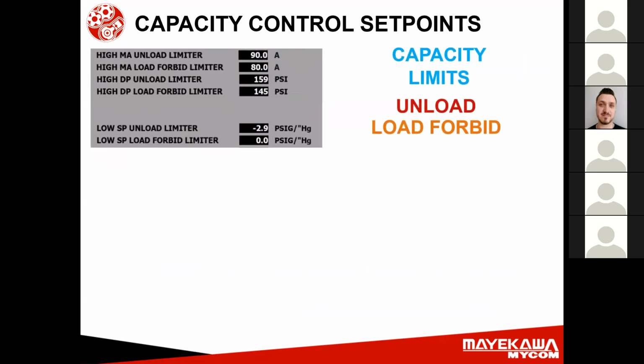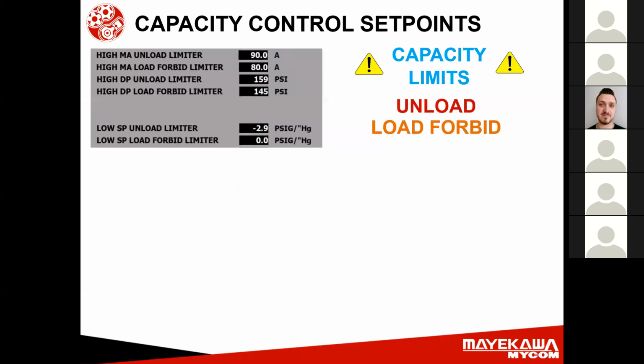The next section of parameters are the capacity limits. These settings protect the compressors and motor from reaching critical conditions that may cause damage. Each type of capacity limiter has 2 entry fields to overwrite the PID or capacity control and communications: unload and load forbid. These limiters override any other signal to prevent damage to the compressor and motor.